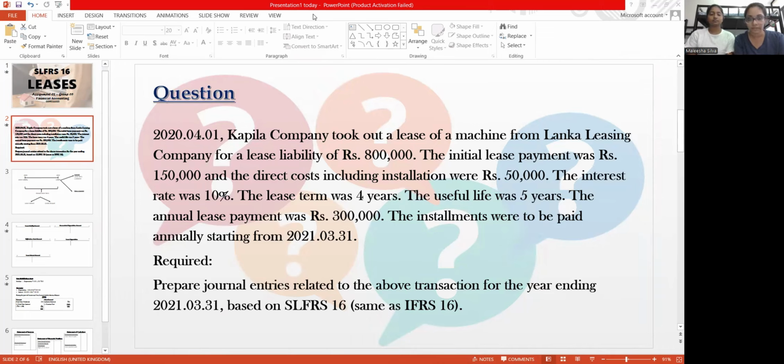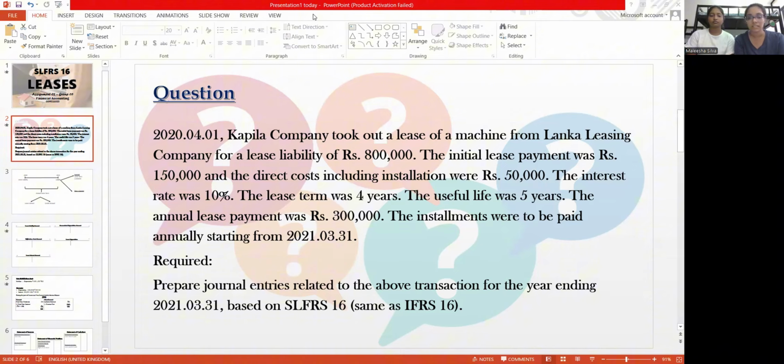Question: On 1st of April 2020, Kapila Company took out a lease of a machine from Lanka Leasing Company for a lease liability of 8 lakhs. The initial lease payment was 150,000 and the direct cost including installation were 50,000. The interest rate was 10%. The lease term was 4 years. The useful life was 5 years. The annual lease payment was 3 lakhs. The installments were to be paid annually starting from 31st of March 2021.